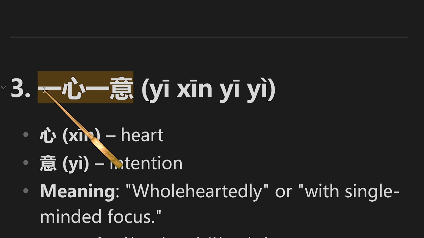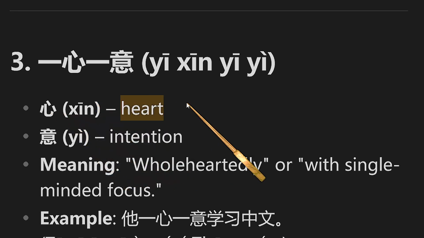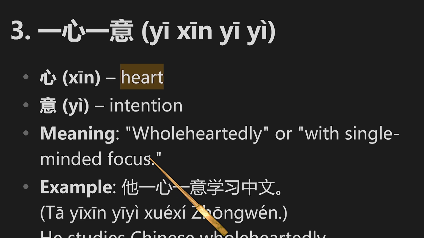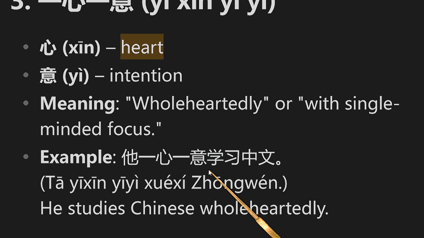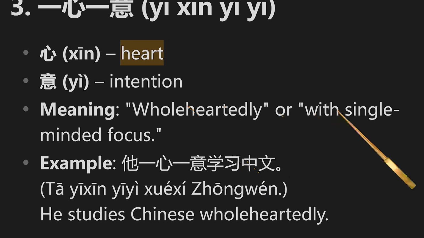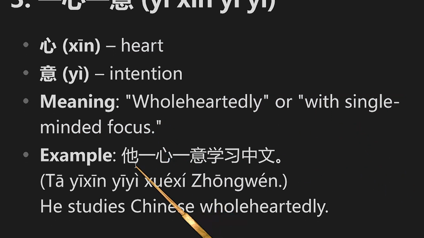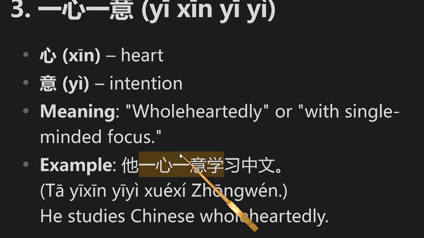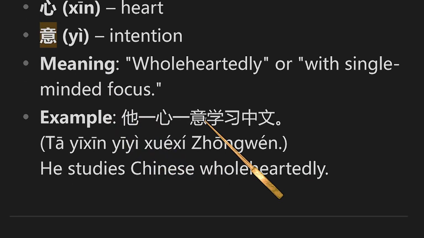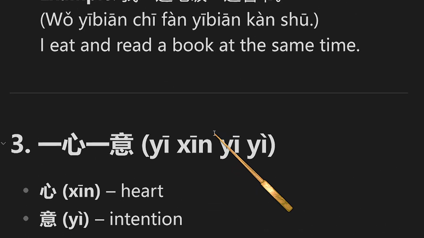一心一意. 心 is a heart. 意 it's intention. And meaning wholeheartedly or with single mind focus. He studies Chinese wholeheartedly. 他一心一意学习中文. So as you can see, with a single mind focus, so very concentrated, without any distraction. 一心 one heart and one intention. This word has a lot of translations, but intention is also one of them. So 一心一意学习中文. I hope you do this also. 一心一意. So for today it's finished.